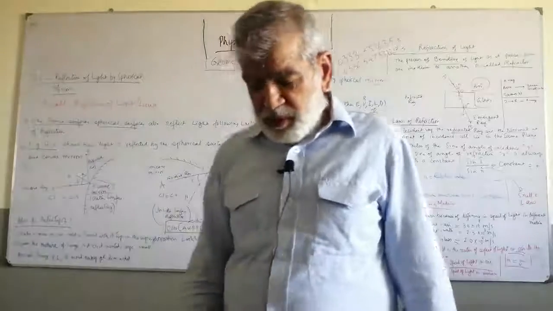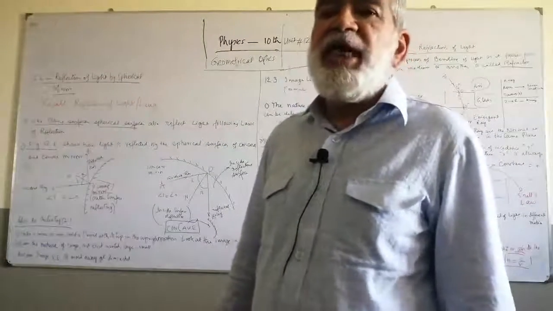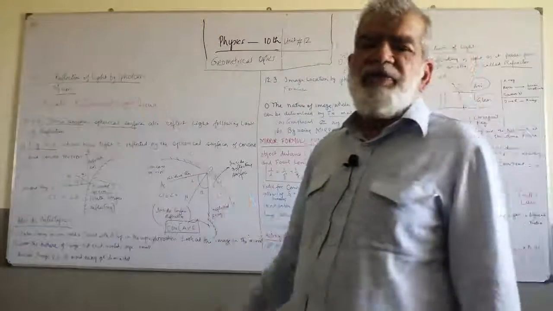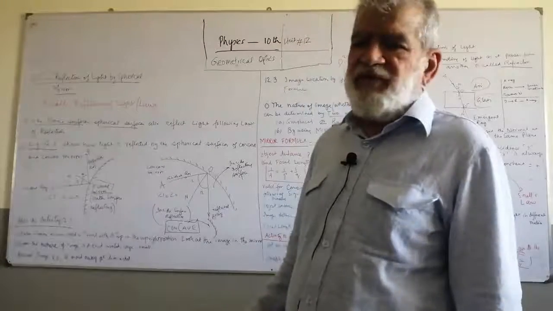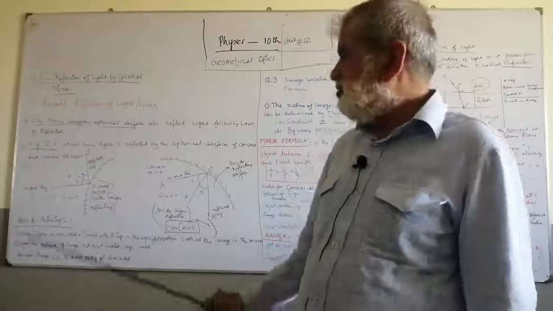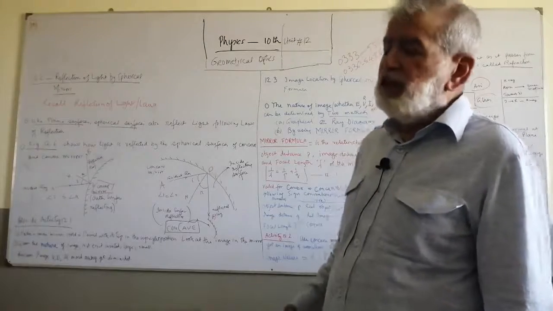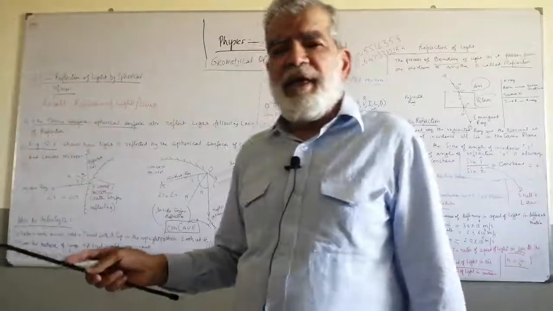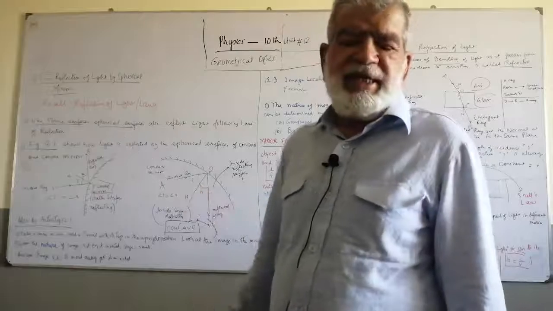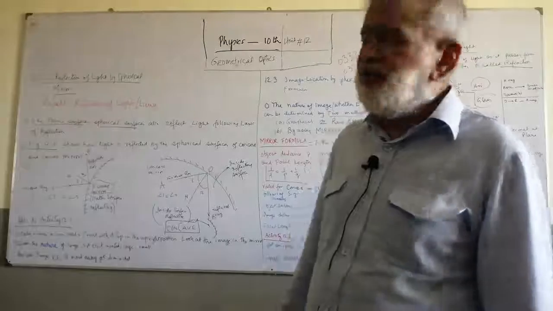You know, reflection of light takes place in the case of plane mirrors, and spherical surfaces also follow the phenomena of reflection of light, and the laws of reflection are valid on them. Recall the laws of reflection. The first one was that the incident ray, the reflected ray, and the normal at the point of incidence lie in the same plane, and the angle of incidence is equal to the angle of reflection.